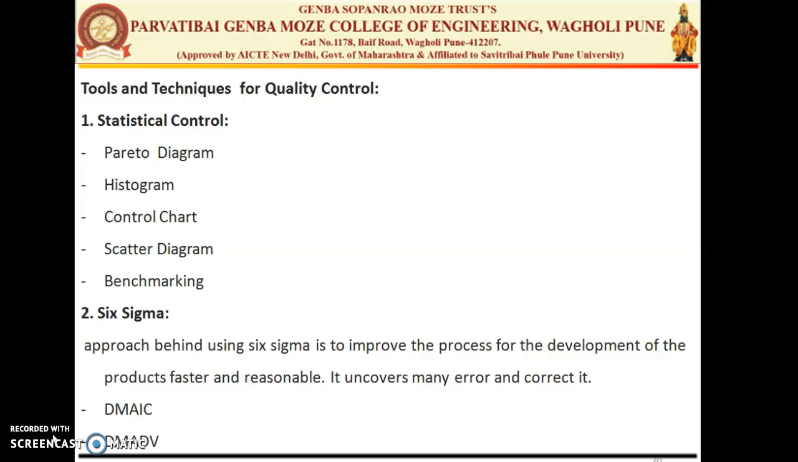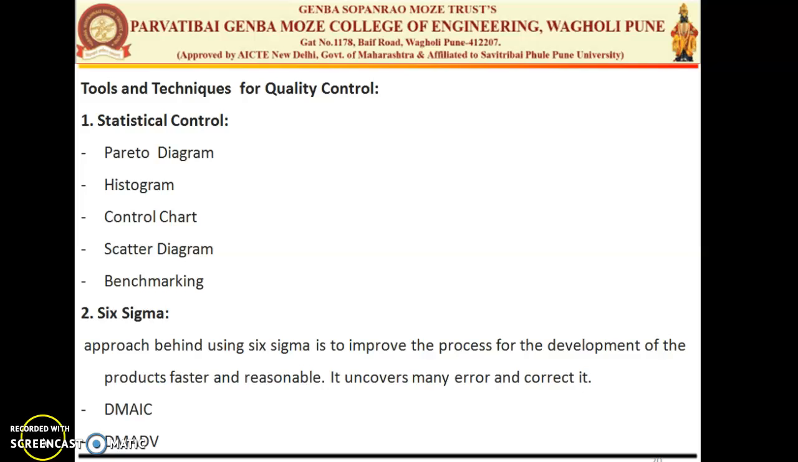Then we have scatter diagrams. Scatter diagrams plot two variables, one independent variable and one dependent variable. It graphically shows the relationship between two variables. That is your scatter diagram. And the last one is benchmarking. Benchmarking involves comparing the current project or activities to similar projects or similar activities of other projects. This process generally generates ideas for improvement and also provides the standards to measure quality performance.